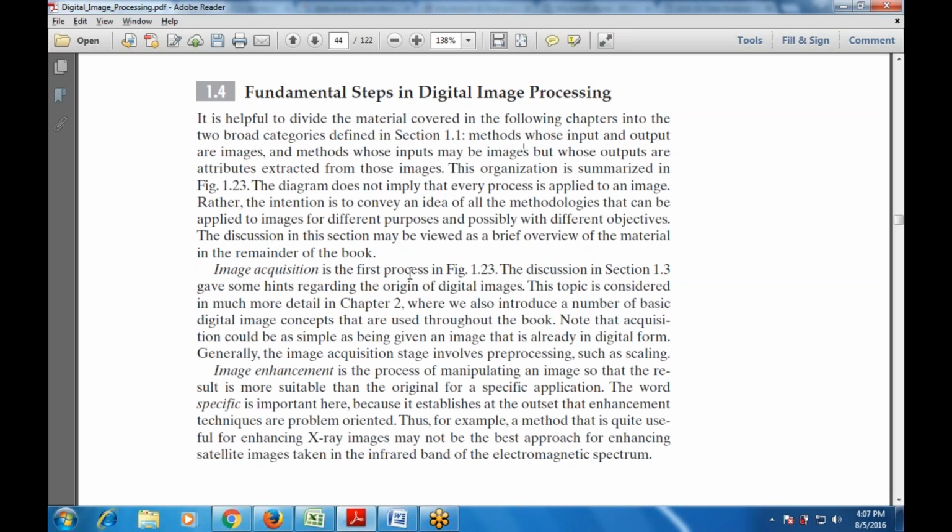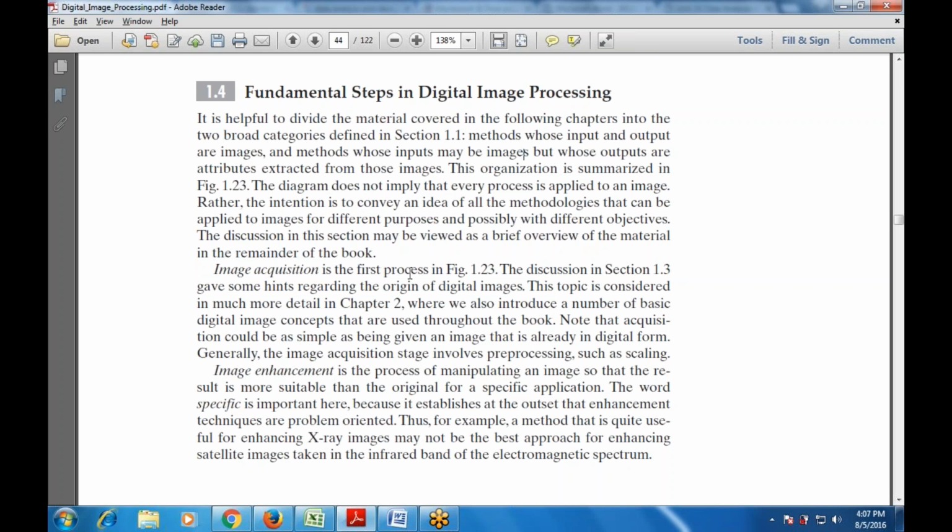Now, image acquisition is the first step, and the next step is image enhancement, which is used to manipulate the image. Image enhancement is the process of manipulating an image so that the result is more suitable than the original for a specific application.